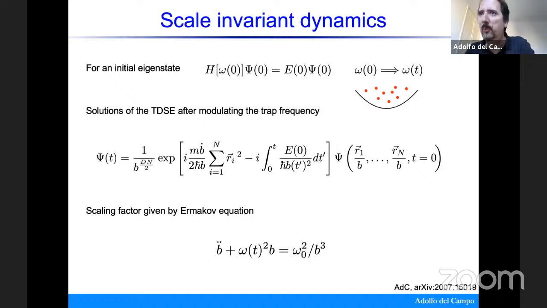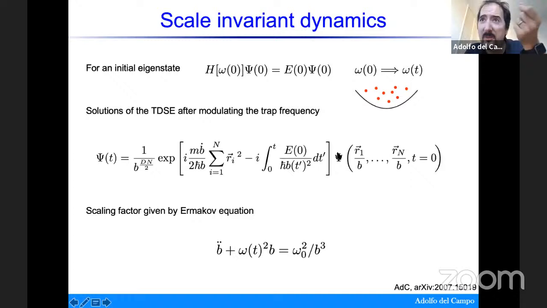It is an experimentally measurable quantity, and it determines the expansion factor or compression factor in a given scale-invariant evolution. Apart from just the scaling with the proper normalization for N particles in spatial dimension D, the state picks up a dynamical phase, which plays little role in our proposal, and a phase modulation where excitations build up depending on the speed at which the cloud is expanding. So you see, if we know b, we essentially know how the state is changing as a function of time, even if we don't have direct access to the explicit form of psi.